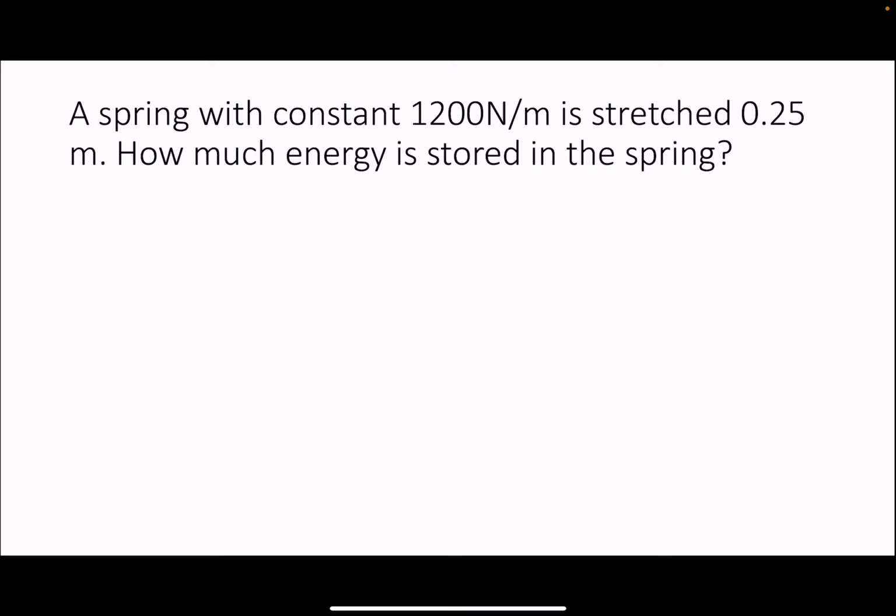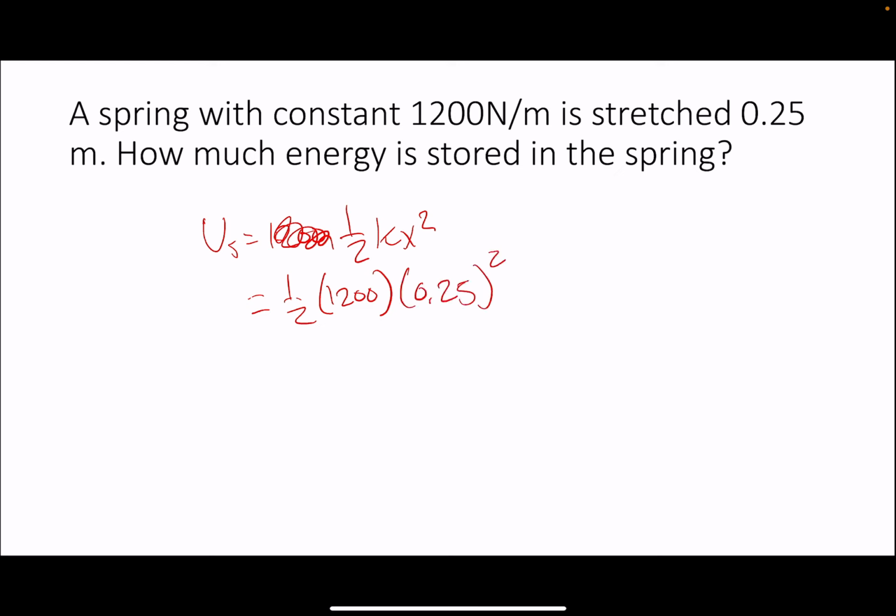Okay, so let's say a spring with constant 1200 newtons per meter is stretched 0.25 meters. How much energy is stored in the spring? It's as simple as U_s is equal to... my bad, let's go ahead and just write the equation, 1/2 k x squared. So that's equal to 1/2 times k, which is 1200 here, times our x, which is 0.25, squared. So let's go ahead and do that: 1200 times 0.25 squared times 0.5. I got 37.5 joules.